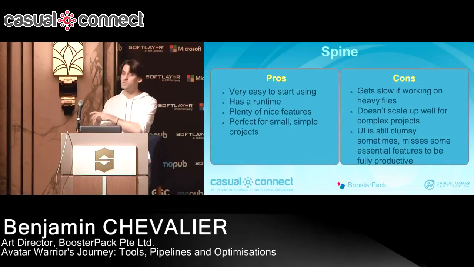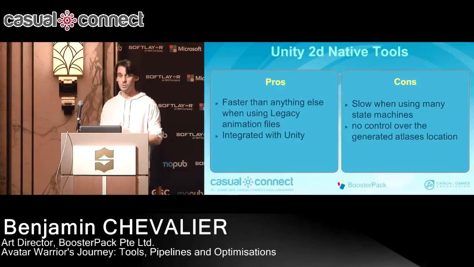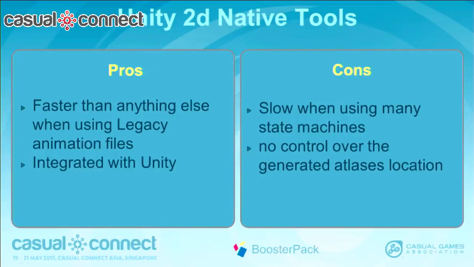Spine is very easy to use. It has a very nice Unity runtime, plenty of nice features and everything, but it's very slow when you get to work on heavy files, which is our case. It doesn't scale up for a complex project, which is our case. And the UI is a bit clumsy sometimes, but it's a good tool. So if you have a small project and you need a powerful 2D tool to animate, I would suggest you give Spine a try.